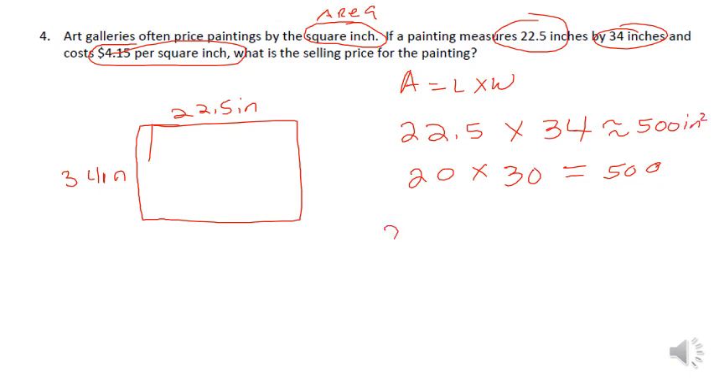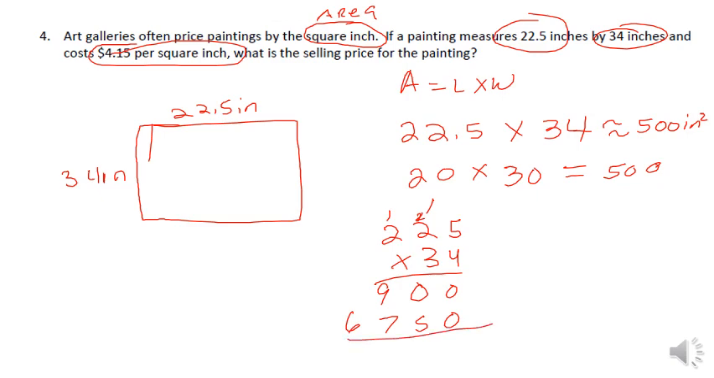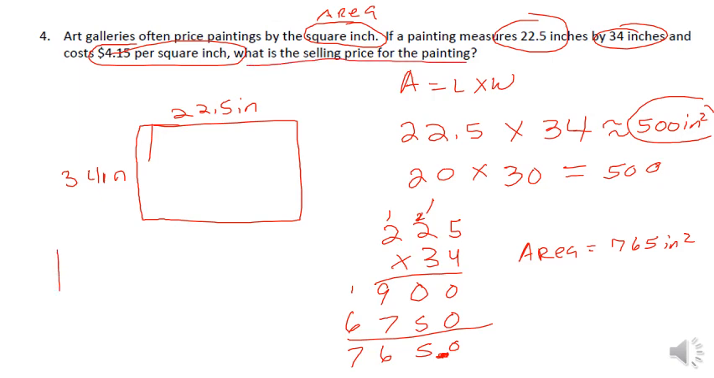So now let's work it out. We're going to strip out the decimal, 225 times 34. 5 times 4 is 20, carry 2. 4 times 2 is 8, plus 2 is 10, carry our 1. 4 times 2 is 8, and 1 is 9. Put our placeholder. 3 times 5 is 15, carry our 1. 3 times 2 is 6, plus 1 is 7, and 3 times 2 is 6. Adding, we got 0, 5, 16, carry our 1, and 7. 7,650. Now we know it was approximately 500 inches squared, so our decimal place is going to go here. So we know the area equals 765 inches squared.